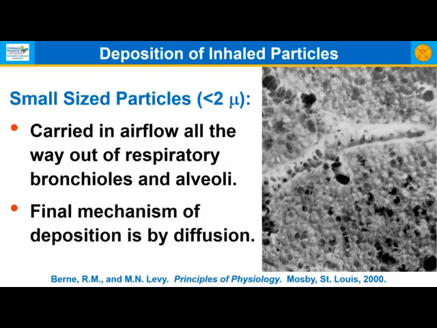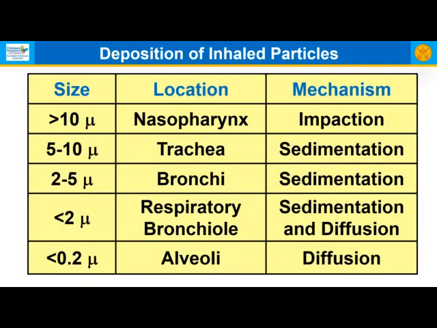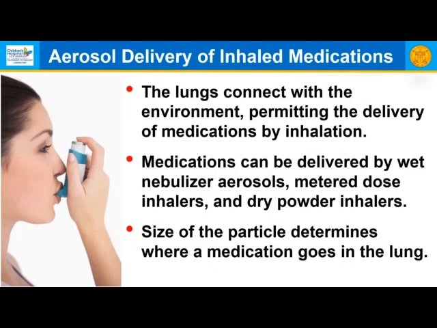Small-sized particles, less than 2 micron, are carried in airflow all the way out to respiratory bronchioles and alveoli, and their final mechanism of deposition is by diffusion. So basically, to summarize, large particles are deposited primarily in the nasopharynx by impaction, smaller particles in the trachea and bronchi by sedimentation, then respiratory bronchioles by sedimentation and diffusion, and finally alveoli by diffusion. Some very small particles are actually exhaled back out.